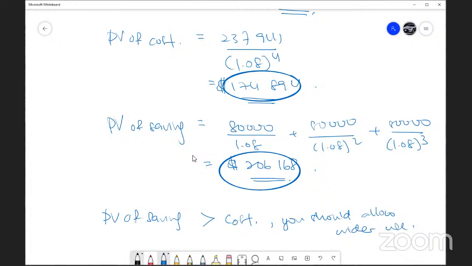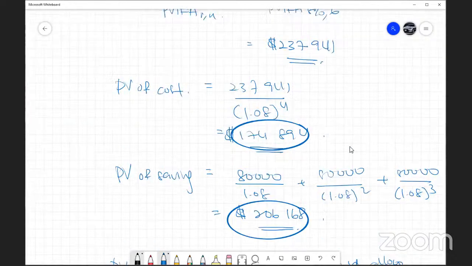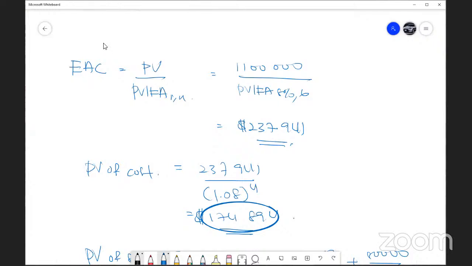All right, you might be very confused now. So what are we doing here? Let me explain to you easily. Initially, this one new jet could last 6 years. If it's lasting for 6 years, on average each year the cost is around 237,941, assuming $1.1 million used for 6 years, and including the discounting factor. So each year costs you 237,941.